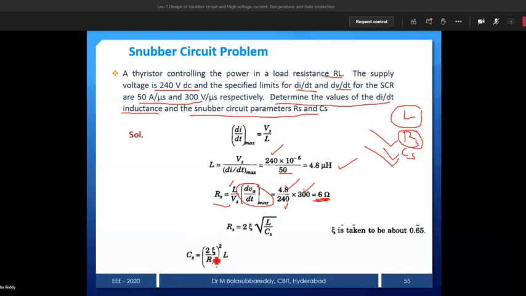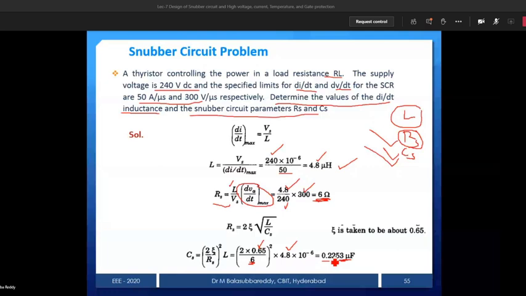And now from this, CS is equal to (2 eta by RS) whole square into L. So just substitute the eta value, taking 0.65, because up to 1 any value you can take. RS already calculated is 6 ohms and L is already calculated, 4.8 into 10 power minus 6, because it is 4.8 microhenry, and you will get the capacitance. This is the complete design.